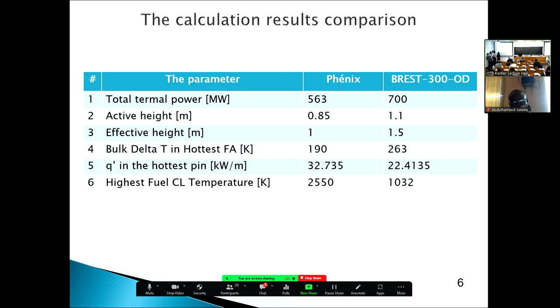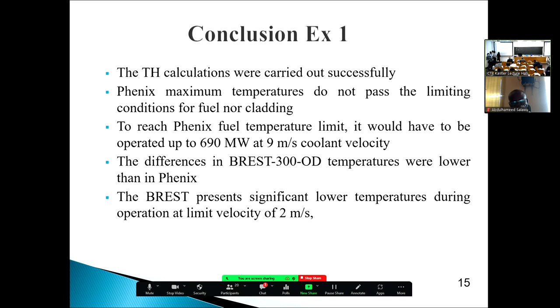The cooling properties of different coolants, we found from these values. And the conclusion was that the thermal calculations were carried out successfully, and we cross-checked with different formulas. We also tried to find the average bulk temperature to see if our formulas for maximum bulk temperature were going well. So we cross-checked multiple times. For Phoenix, the maximum temperature does not pass the limiting condition for fuel or cladding, because the limiting temperature was 2700 degrees Celsius, but we found much lower than that.